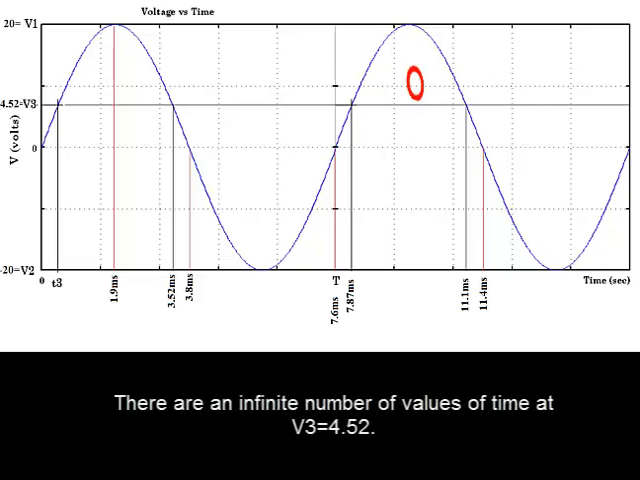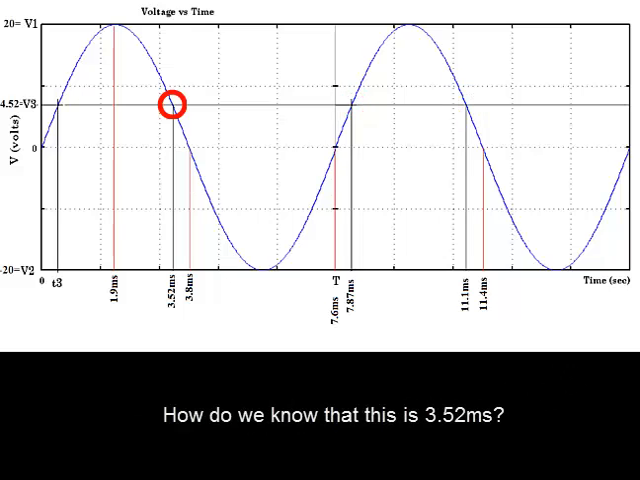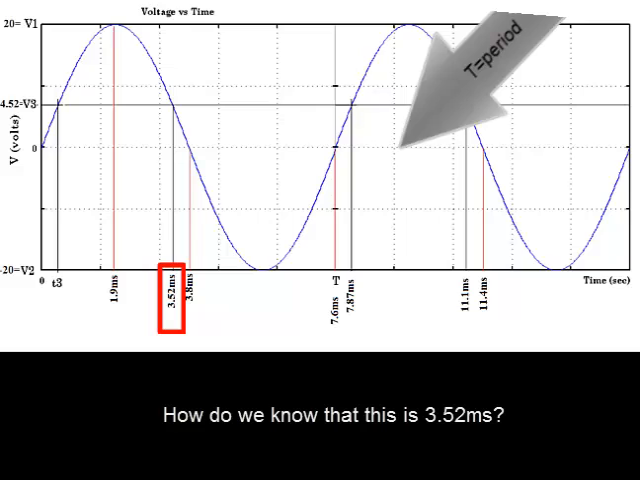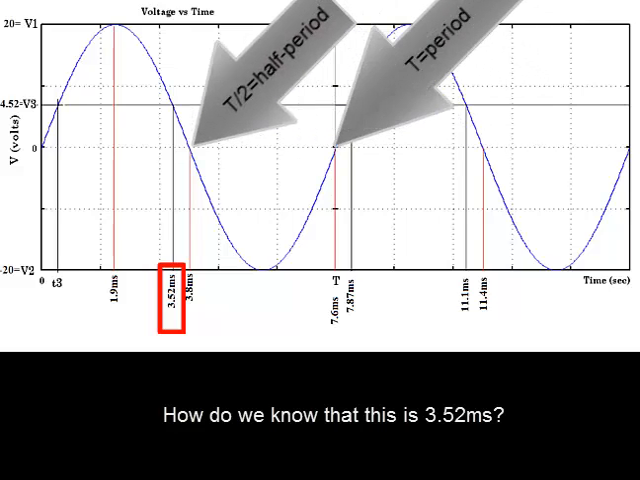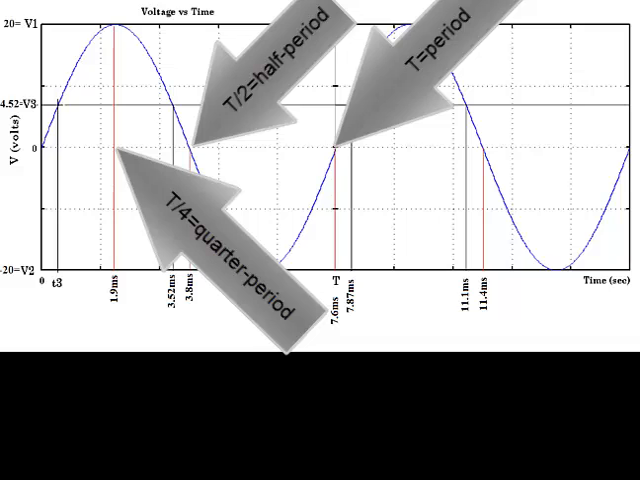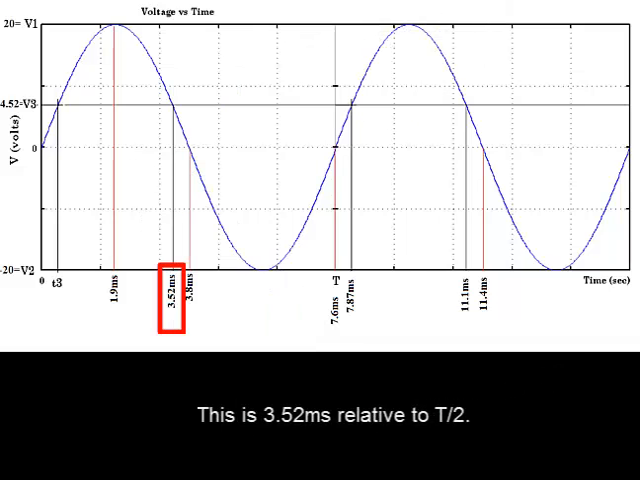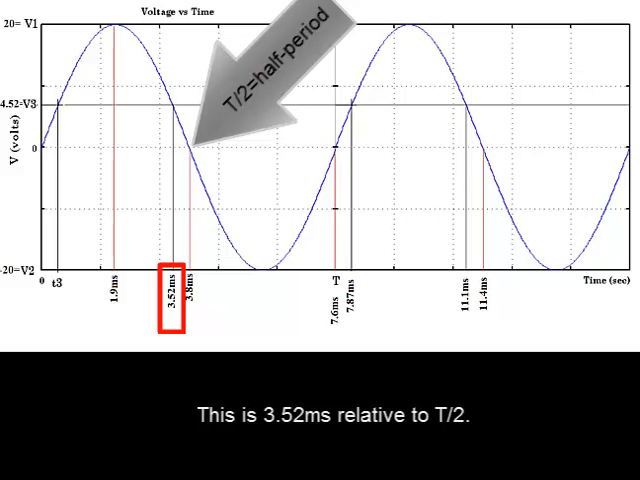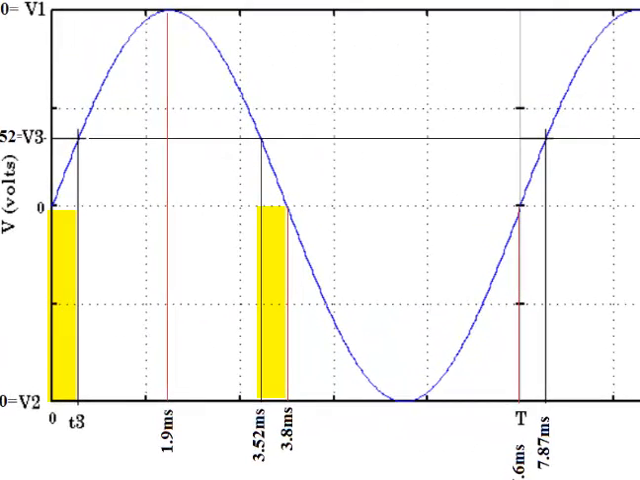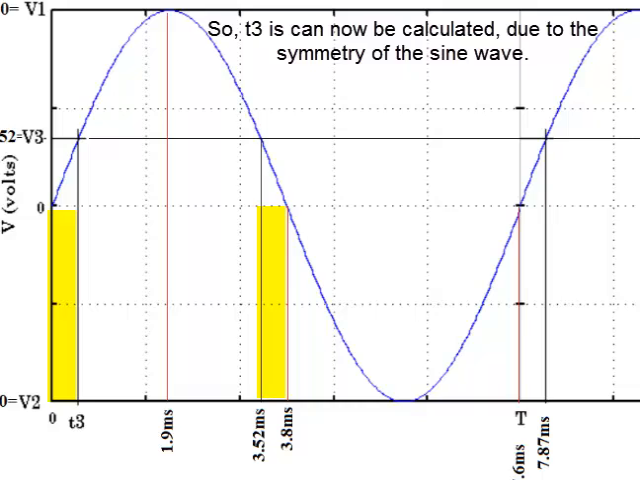There are an infinite number of values of time for the voltage 4.52 volts. There are 4 of them. 3.52 milliseconds is here. How do we know it's there? Well, we know because we know the period, we know half the period, we know a quarter of the period, and so that puts 3.52 milliseconds relative to half of a period right there. So T3 can now be calculated due to the symmetry of the sine wave.